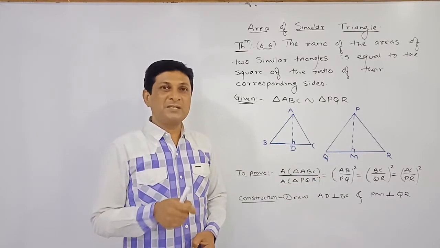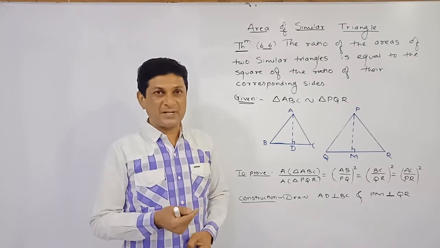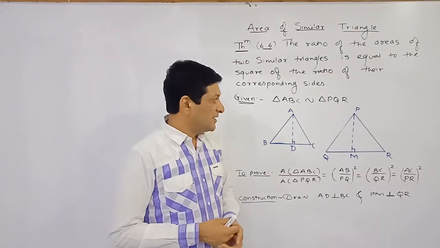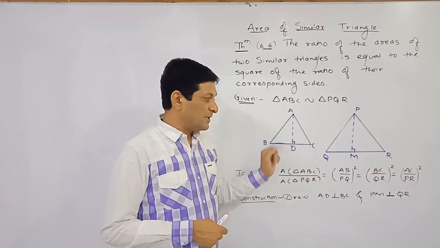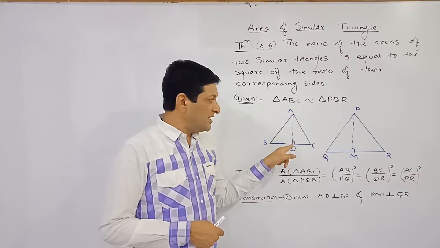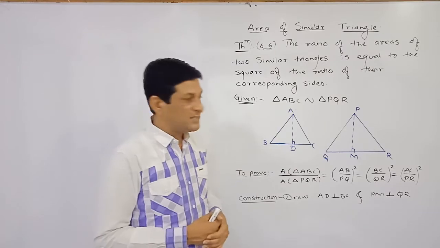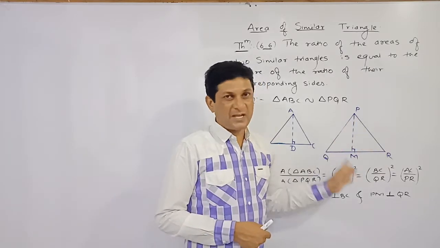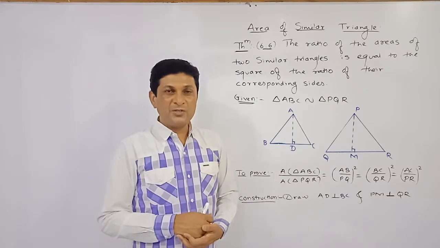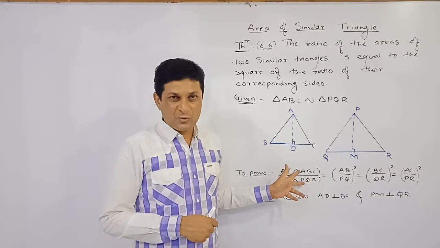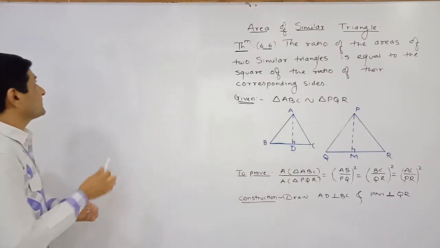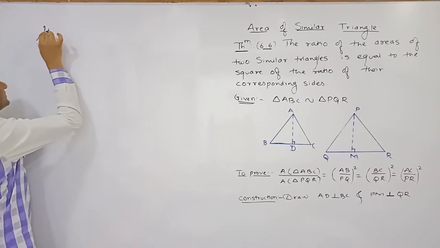Since our result is related to the area of a triangle, what is the formula for the area of a triangle? Half base into height. So here we will require the height also. That's why in the construction we have shown AD as the height of triangle ABC and PM as the height of triangle PQR. Now first we use the given condition, and using it we will try to prove this statement. What is the given condition? That the two triangles are similar. So let us try to prove it.